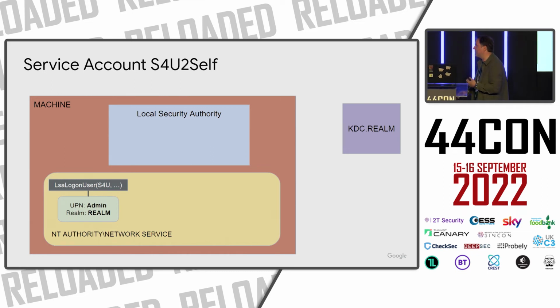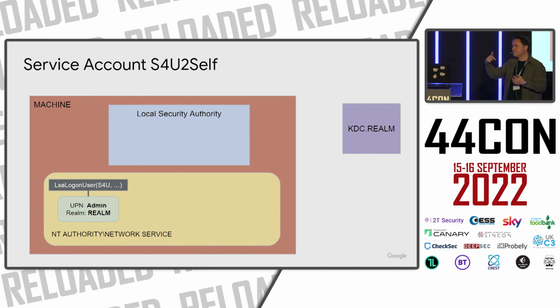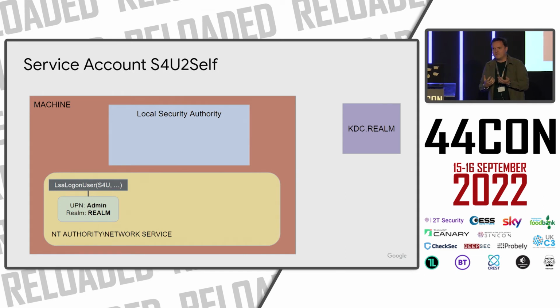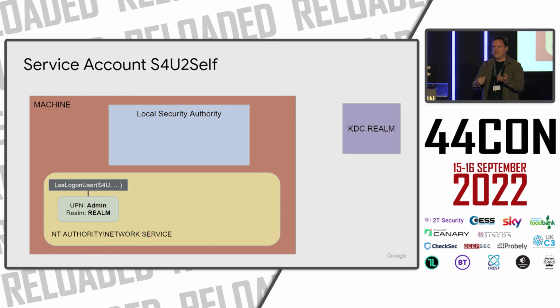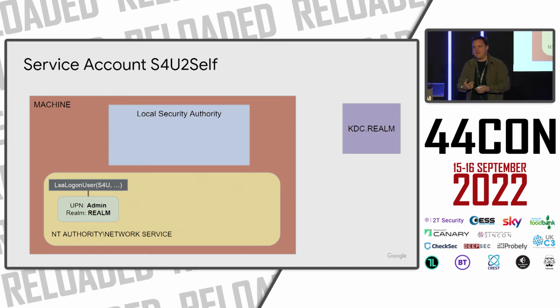So the simplest one is using something called service for user to self. It's a bit of a mouthful. This is a function of Kerberos which allows you to basically get a service ticket for any user, but only for yourself. So it effectively allows you to impersonate any user on the domain.